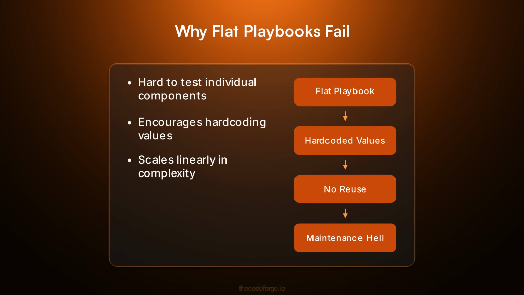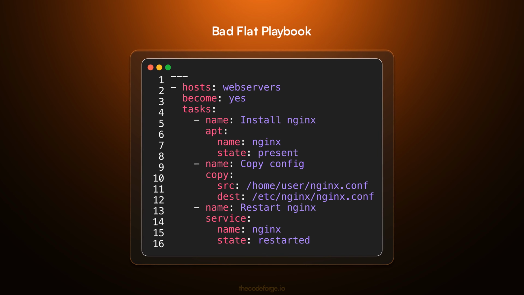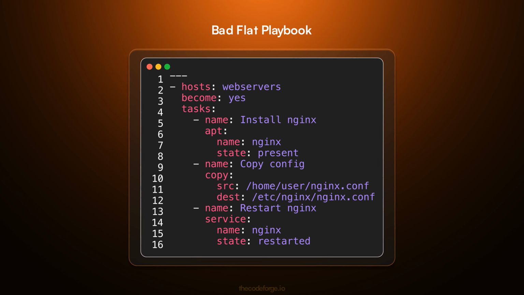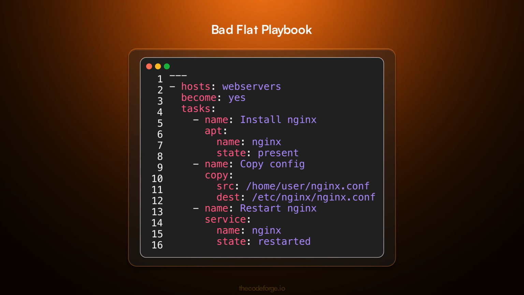The fix is to use roles. This flat playbook works but is not reusable. The config path is hard-coded. There's no separation of concerns. If you have more than 50 lines, it's time to refactor into roles.